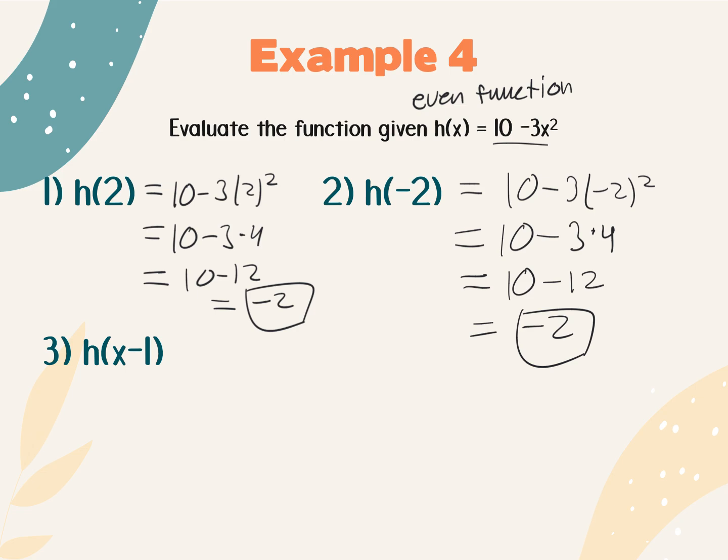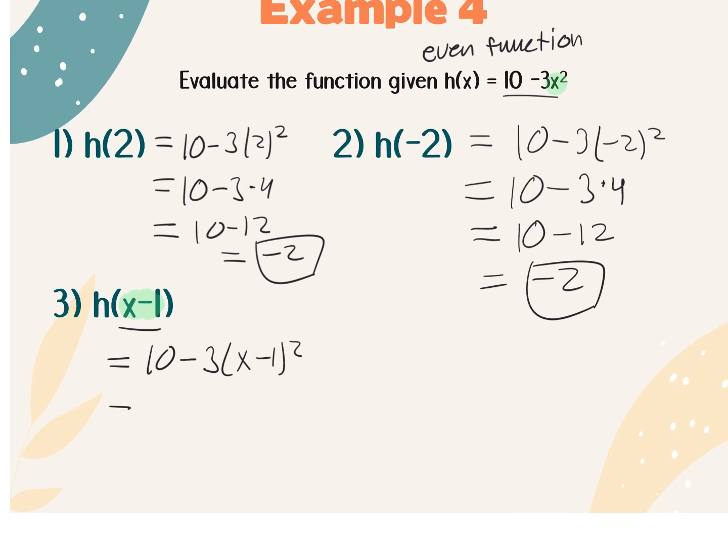And then lastly, h of x minus 1. I'm going to replace this x that I see here with an x minus 1. So this is going to get me a 10 minus 3 times x minus 1 squared. And then we just simplify this as much as we can. So we get a 10 minus 3 times x minus 1 times x minus 1.